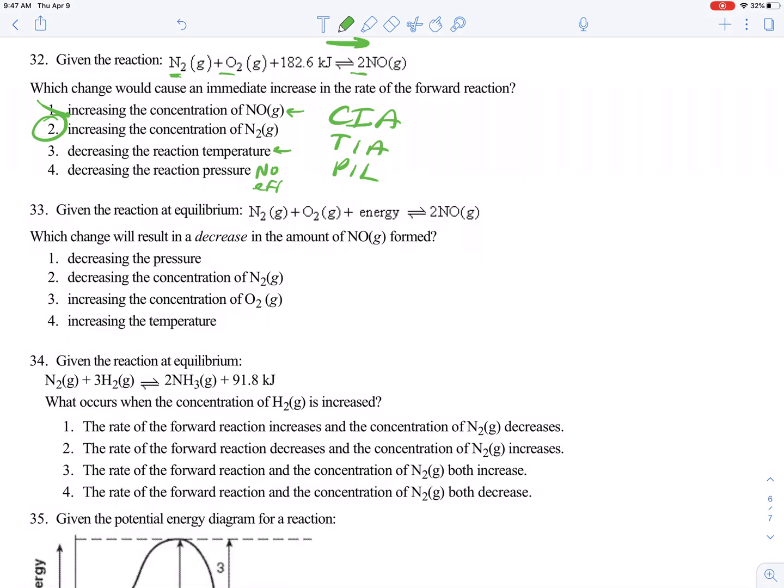Which change would result in a decrease in the amount of NO formed? So I want that to go down. So that means the reaction has to be facing the opposite direction. So what's going to cause my reaction to shift to the left? Pressure change won't affect anything because there's the same number of gas particles on each side. Decreasing the nitrogen would shift it to the left because you're looking to replace it by reversing the reaction.